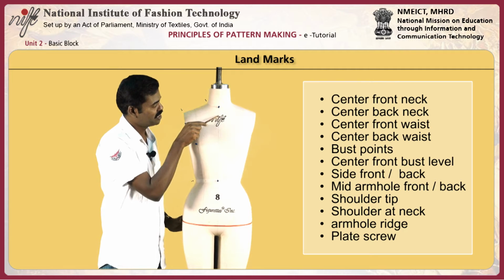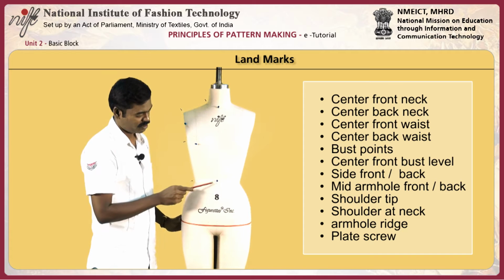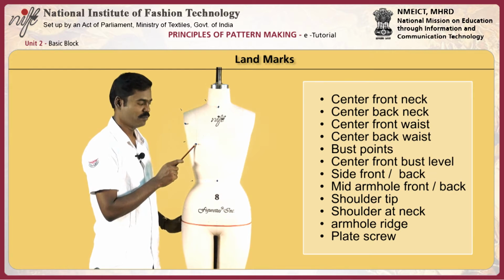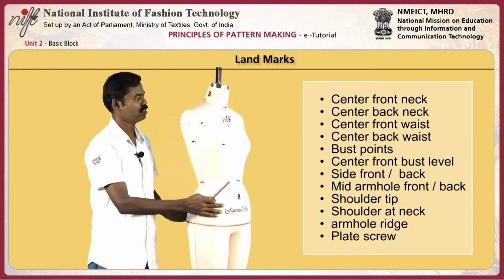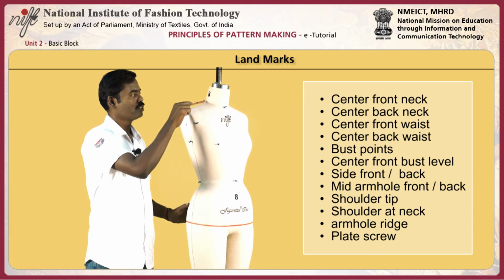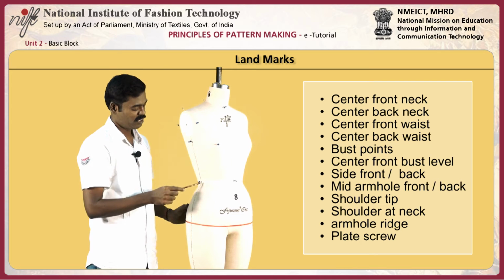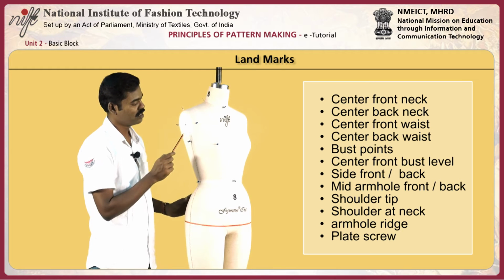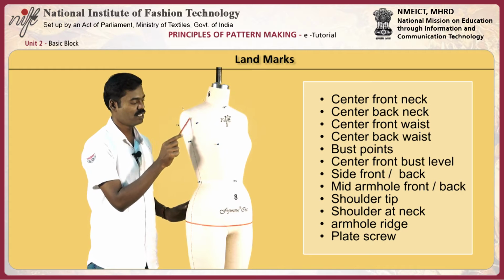The neck and center front joint is called center front neck, center front waist, bust point, shoulder at neck, shoulder at armhole, side waist, armpit, armhole screw, armhole plate.